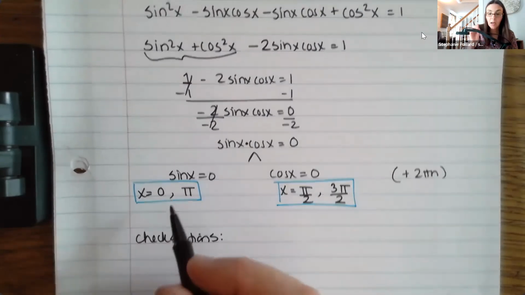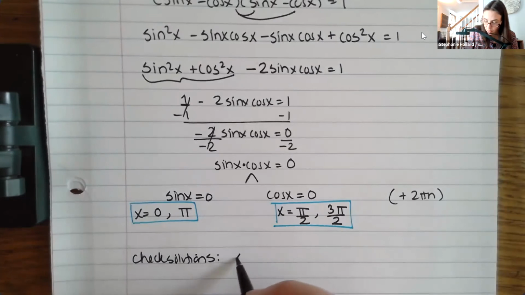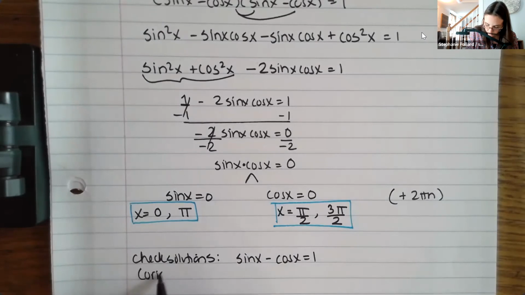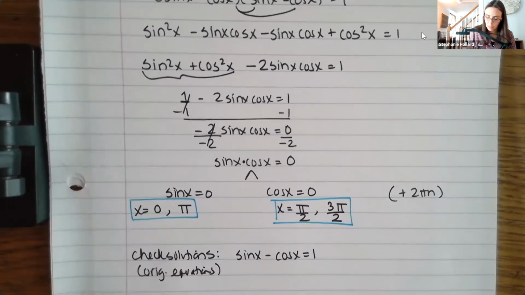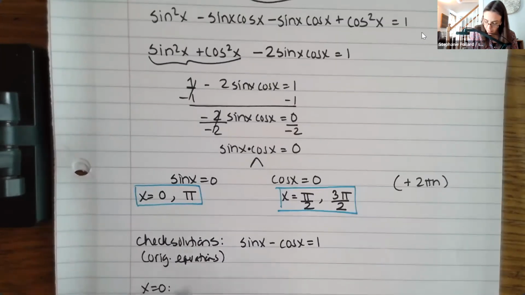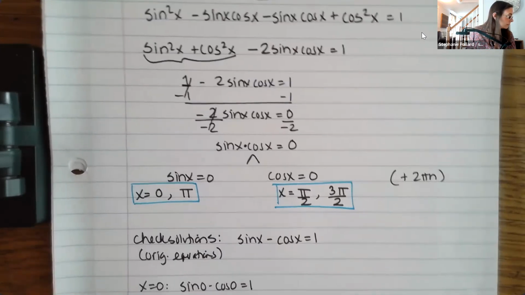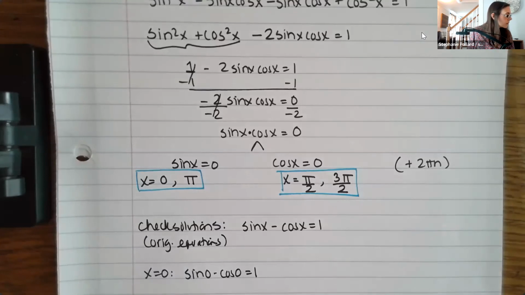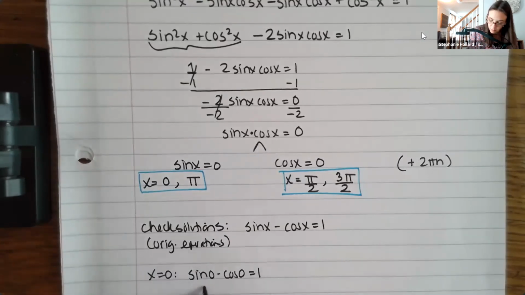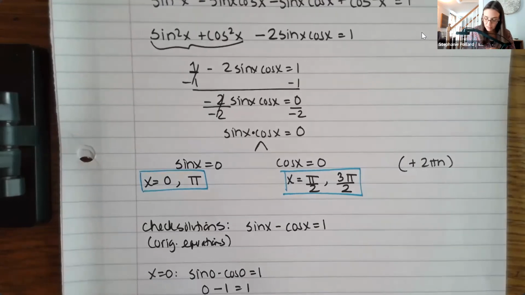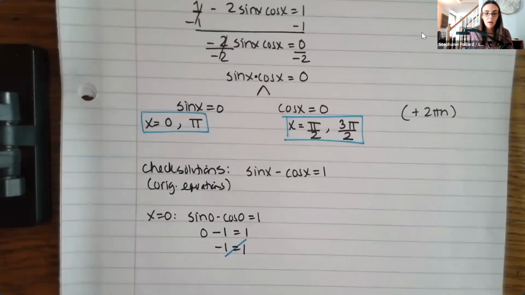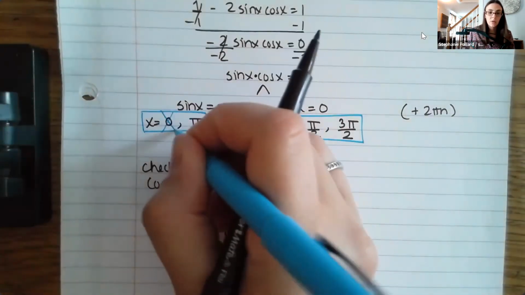So I'll just check each one. Now, when you check, go back to the original equation. That's really important that you don't check later on. You have to check in the original equation. So if I check x equals 0, I plug it in. Well, sine 0 minus cosine 0, is that equal to 1? Sine 0 is 0. Cosine 0 is 1. I get negative 1 equals 1. This is false. This does not work. So actually 0 is not a true solution.